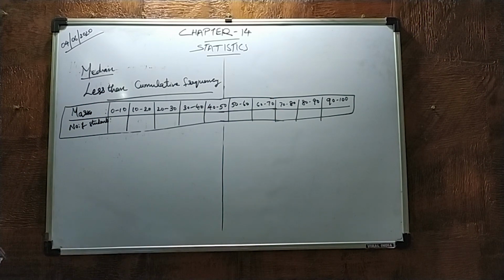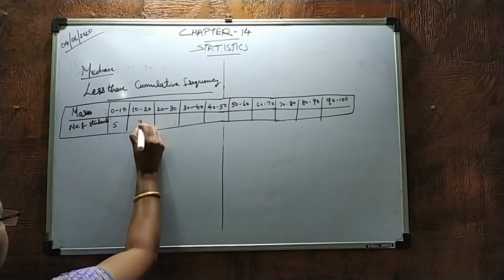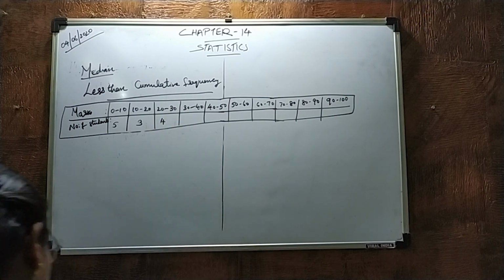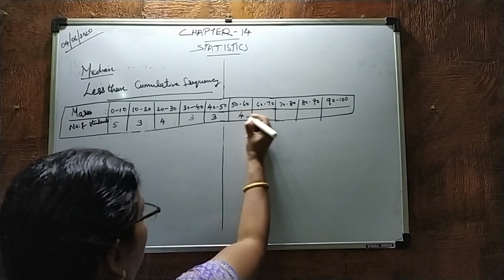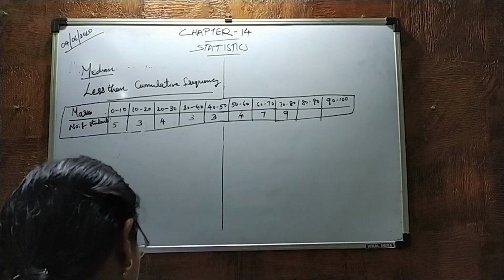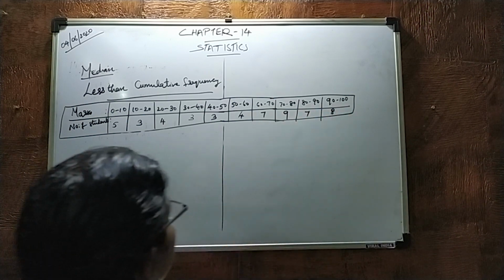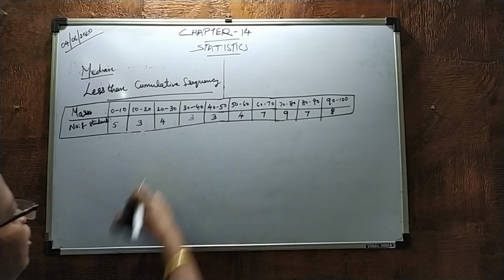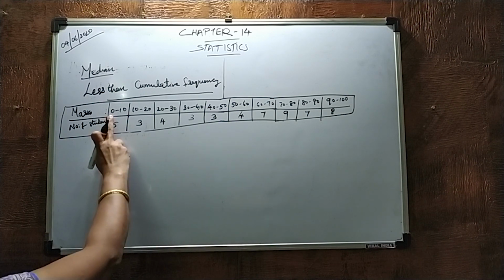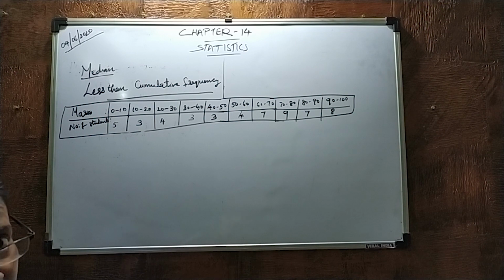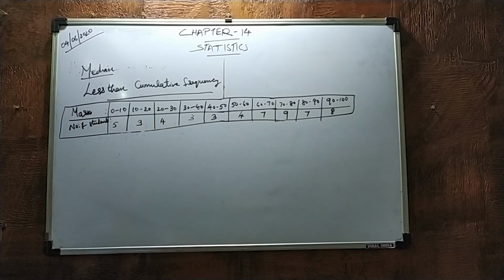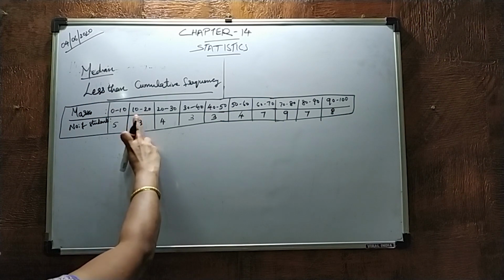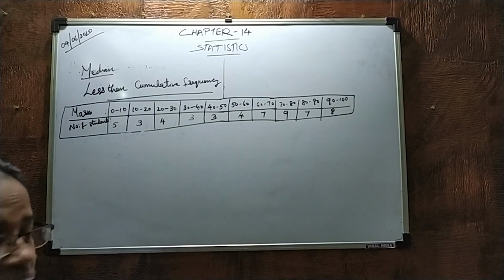Now the frequencies, the number of students, are 5, 3, 4, 3, 3, 4, 7, 9, 7, 8. This column shows that from marks 0 to 10, 5 students are there. That means less than 10. Then less than 20, 8 students will be there. That we will find out later.